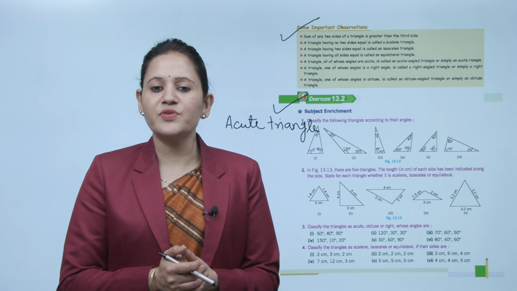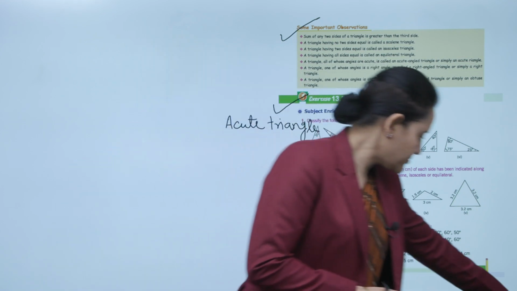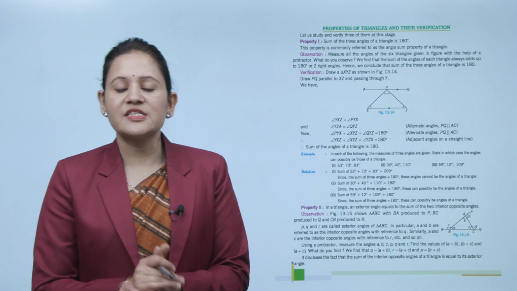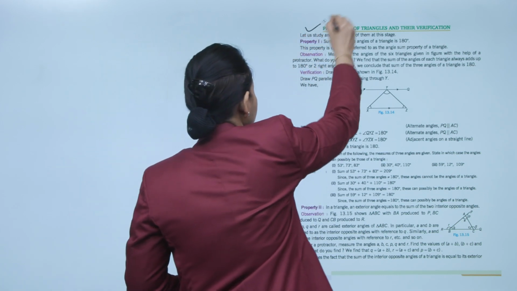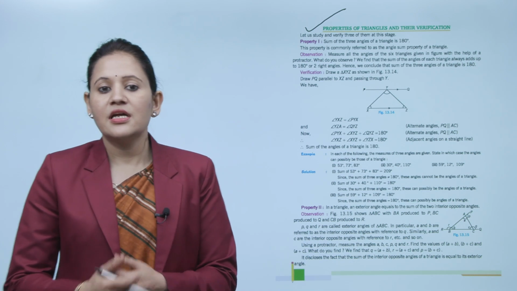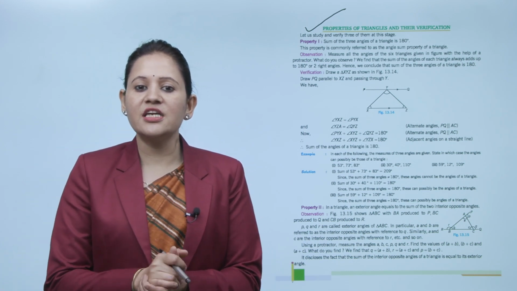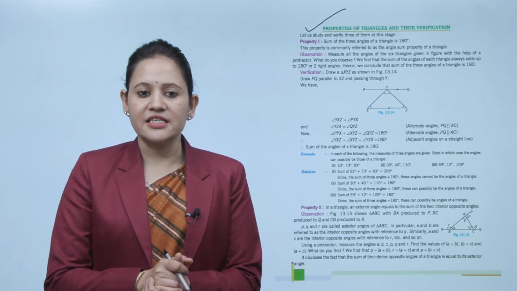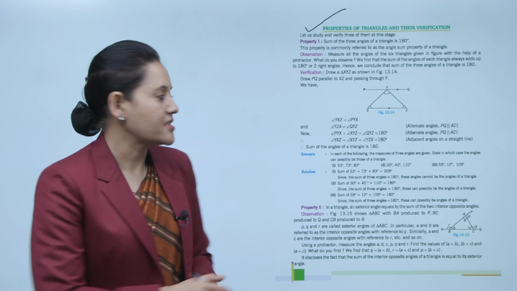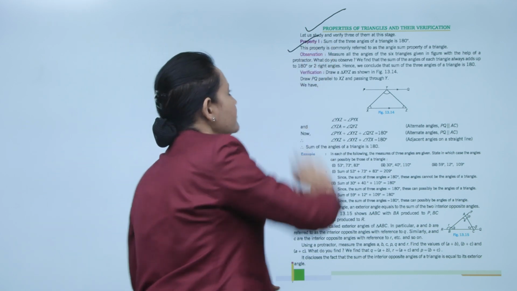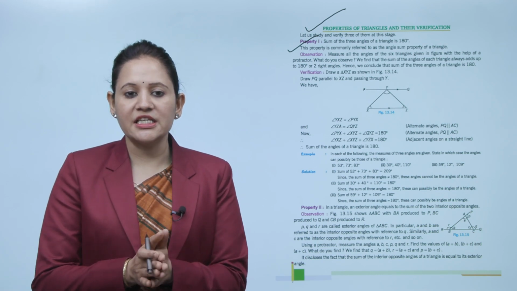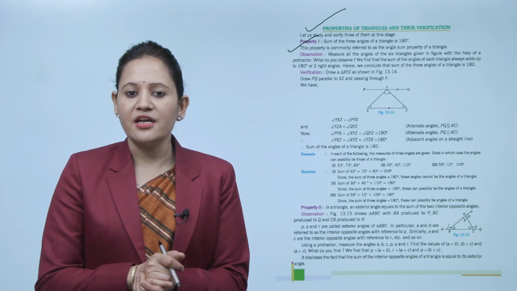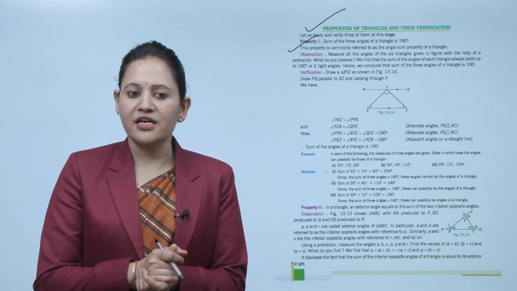Let's practice all the questions of this exercise. Next is the properties of triangles and their verification. Let us study and verify three of them at this stage. First property: the sum of the three angles of a triangle is 180 degrees. This property is commonly referred to as the angle sum property of a triangle.